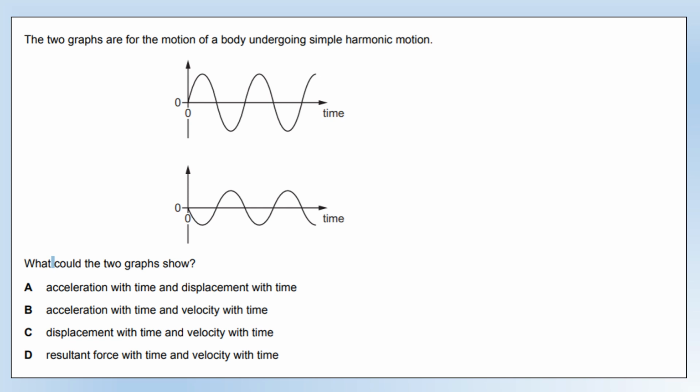Two graphs of the motion of a body undergoing simple harmonic motion. What could the two graphs show? You'll notice that those two are in antiphase with each other. So when one's at its maximum, the other one's at a minimum. If we have the displacement, the velocity has a phase difference of pi over 2, and then acceleration has a phase difference of pi, or antiphase. So this could be acceleration and displacement. I agree with that. Acceleration and velocity, no, they have pi over 2 phase difference. Displacement and velocity, no, they have pi over 2. Resultant force and velocity, well, resultant force is in phase with acceleration, so those have a phase difference of pi over 2. So we can see it's option A.